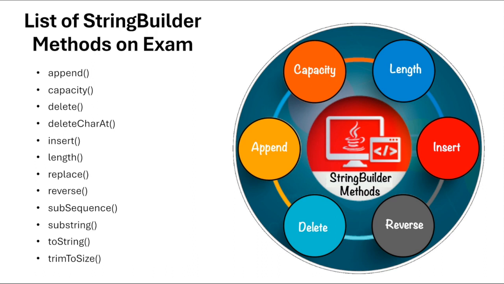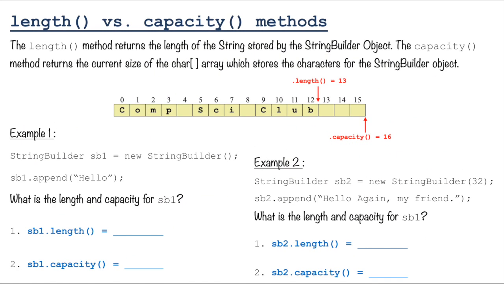So here is a list of the StringBuilder class methods that we will look at in this presentation. You'll notice that some of them are similar to the String class, most of them are different, and even the ones with similar names will have different behaviors. So first, let's address the method length versus the method capacity. The length method returns the number of characters that are stored by the StringBuilder object, whereas the capacity method returns the current size of the character array, which stores the characters of the StringBuilder object.